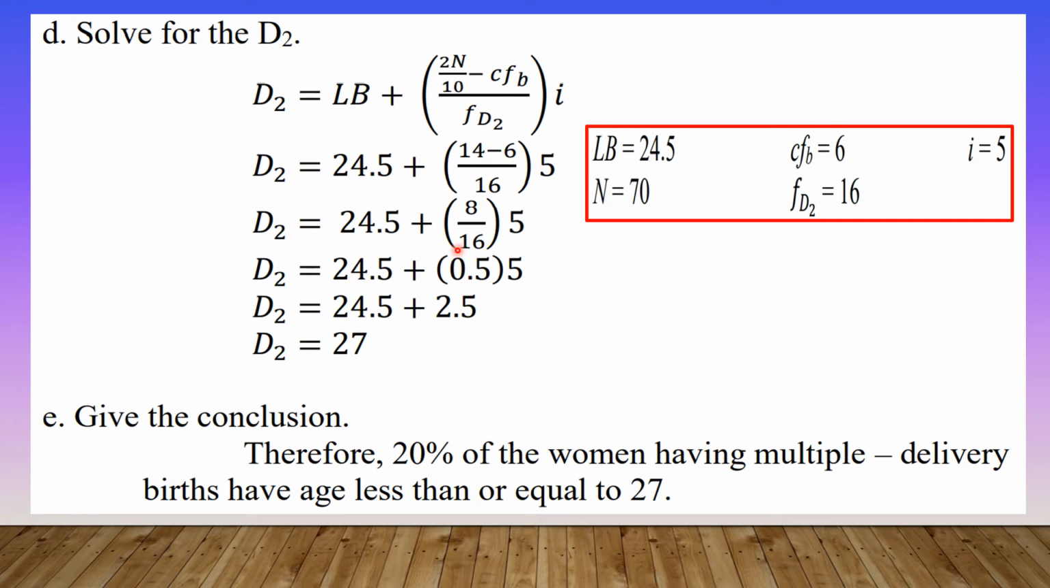8 divided by 16 is equal to 0.5 multiplied by 5. That is equal to 2.5 added to 24.5. So D sub 2 is equal to 27. To give the conclusion, therefore, 20% of the women having multiple delivery births have age less than or equal to 27.